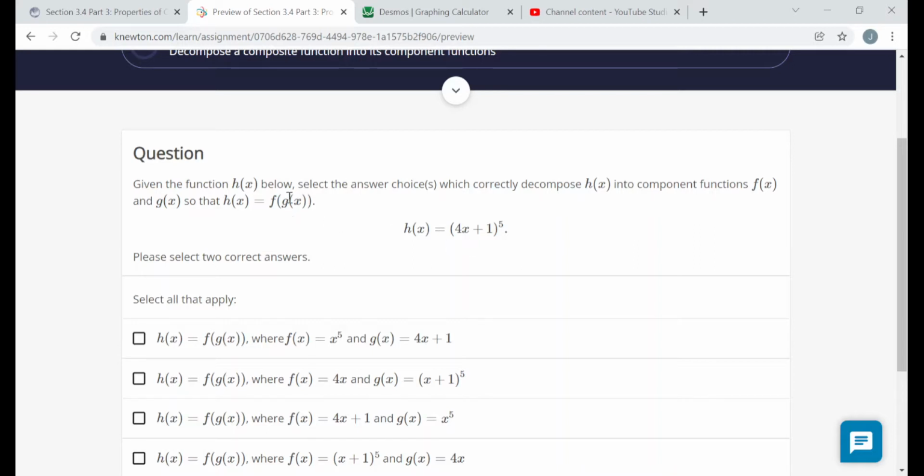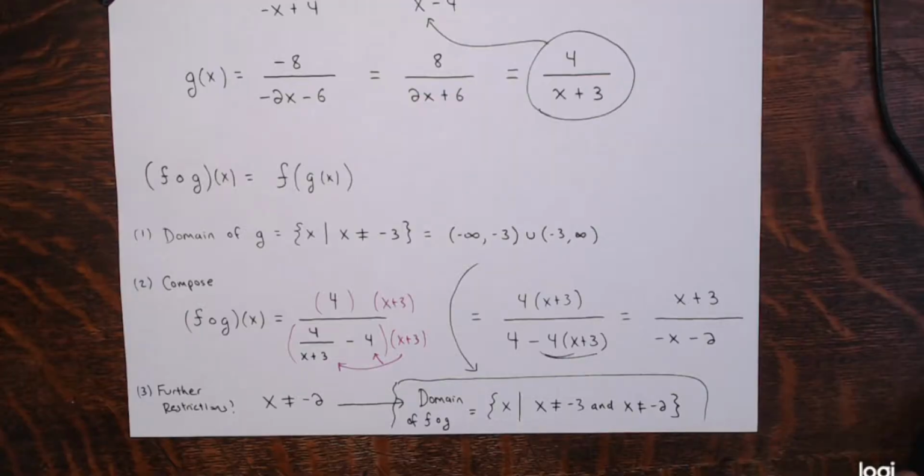Now, see how g is inside f? So basically if you see something in parentheses, that's going to be g. Or inside a square root, or inside a denominator, inside grouping symbols of some kind. So let me show you what I mean.